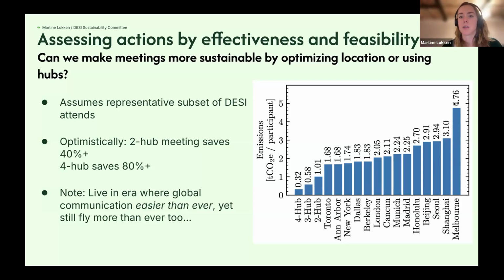That would have a huge impact in terms of emissions. And then it decreases until you get to Toronto or Ann Arbor. So the Great Lakes area is sort of the barycenter of our collaboration. But using two of the hubs that are most optimal here can reduce that by quite a bit, and further with three or four hubs. So I think this helps show people how hub models can really help.